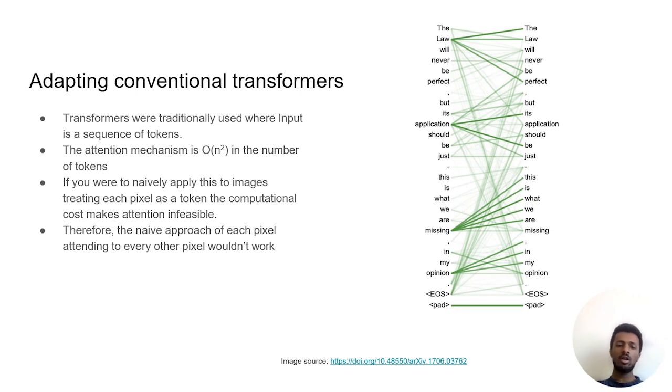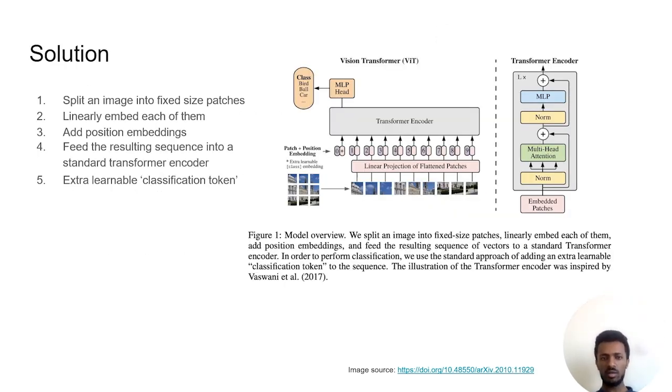So a solution for this is to split the image into fixed size patches, and we linearly embed them. Then we add positional embedding, similar to transformers for the NLP task, and feed them to the transformer encoder, and we have an extra learnable classification token, and this will classify images similar to other CNNs we've used so far.